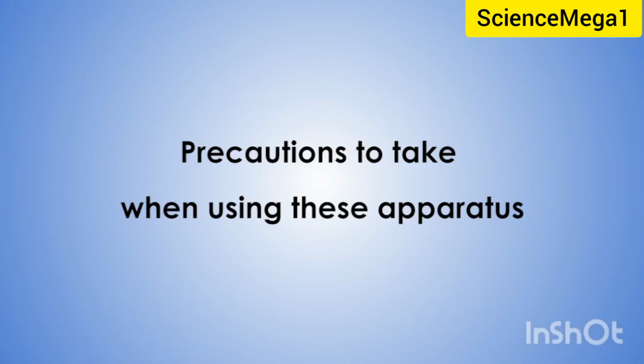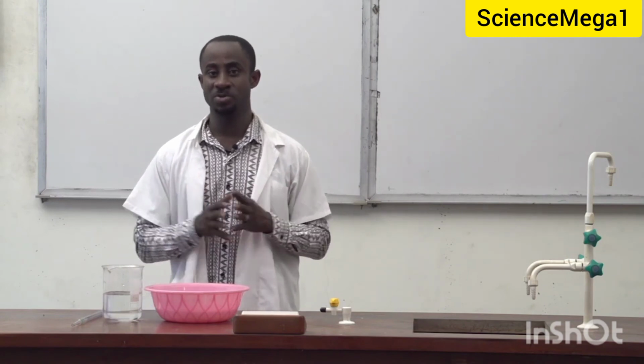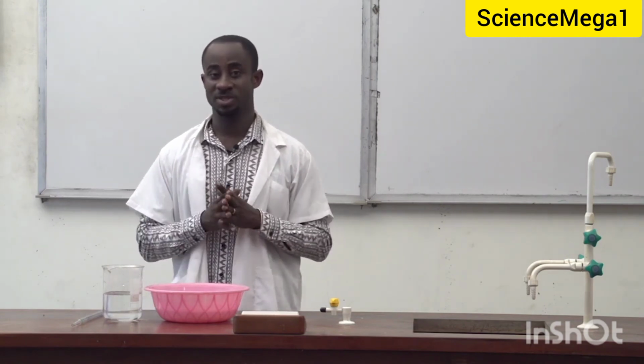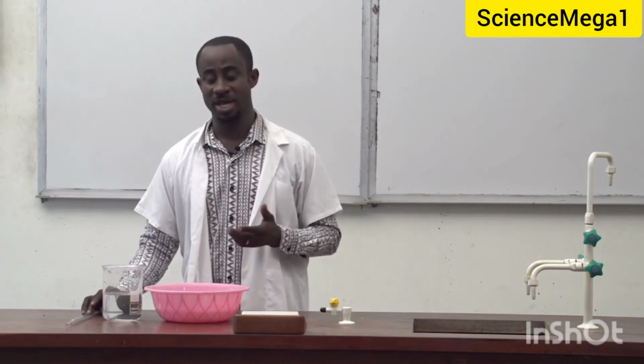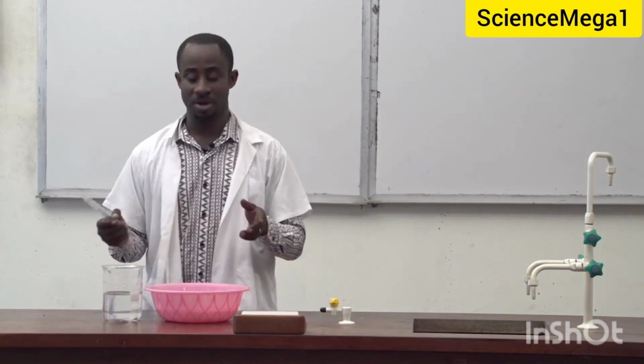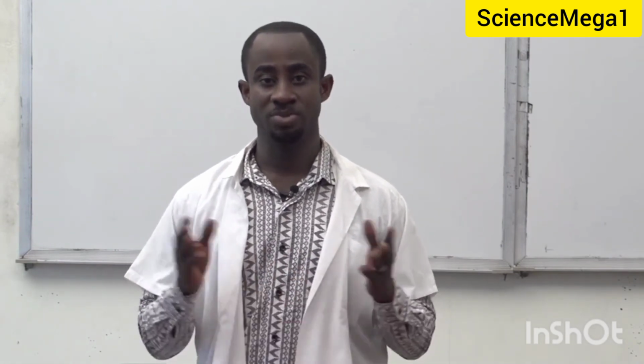Now let's move on to precautions to be taken when using these apparatus. Do not use these glass apparatus to measure the volume of hot liquids to avoid expansion. What we're saying is that if you have a liquid which is hot, that you want to measure its volume, do not use glass material. Remove air bubbles when using burette or pipette.